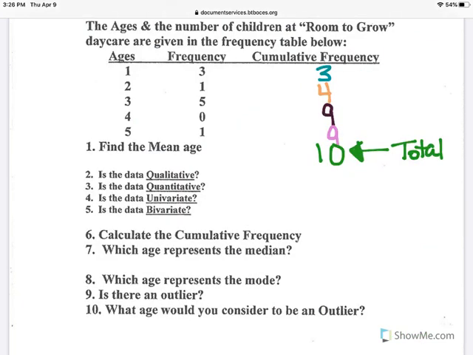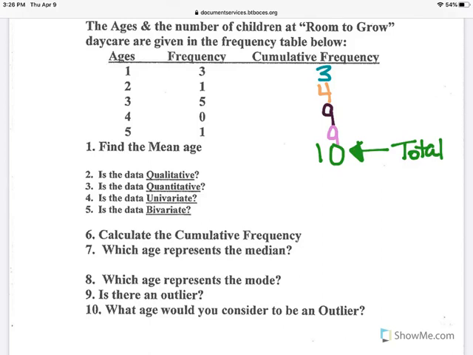So question 1 below says find the mean age. There's a couple ways that you can do it. You could list out all of these ages. Since there are 3 1-year-olds, you could say 1 plus 1 plus 1. There is 1 2-year-old, so you would add in 2. There are 5 3-year-olds, so you'd have to add in 3, but you'd have to do it 5 times, etc.